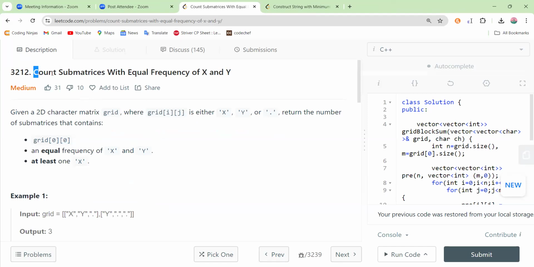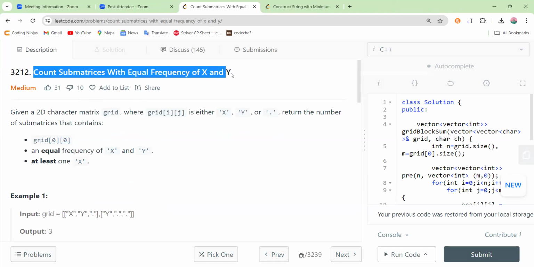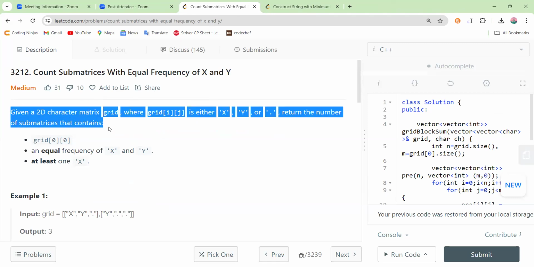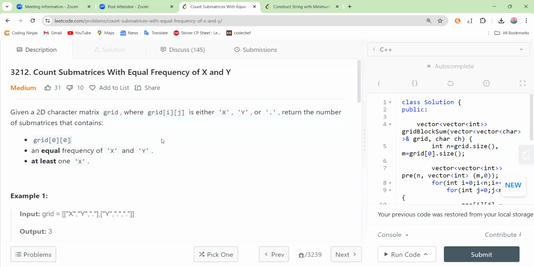Okay, so let's move on to our next question for today, the third question: Count submatrices with equal frequency of x and y. It was a very classic implementation of 2D prefix sum. You all should know what prefix sum is. Prefix sum was a prerequisite for this. So let's go through the question once.